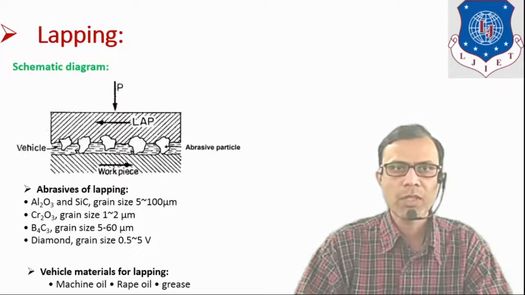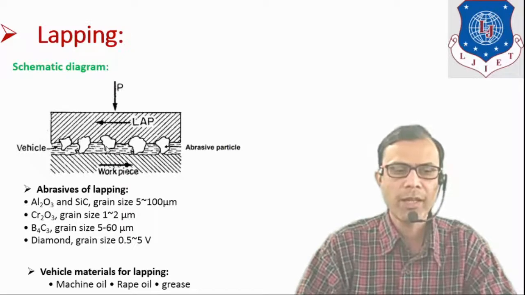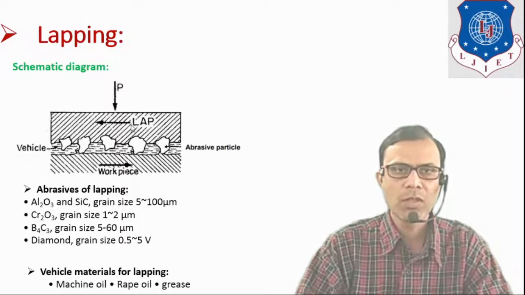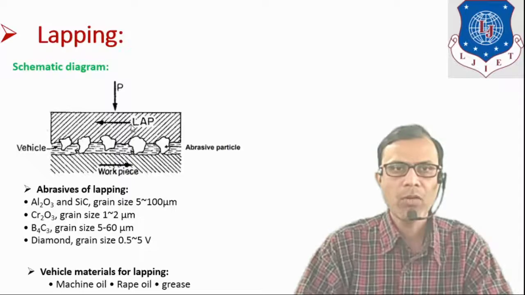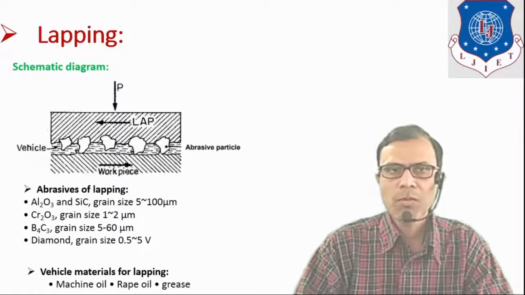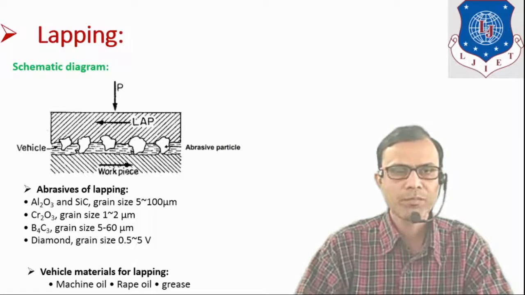The first type of process is known as the lapping process. The tool used for this process is known as the lap tool. Here the principle of this process is shown in this diagram. This is the lap tool, and it is generally made of a very soft material like cast iron or aluminum.